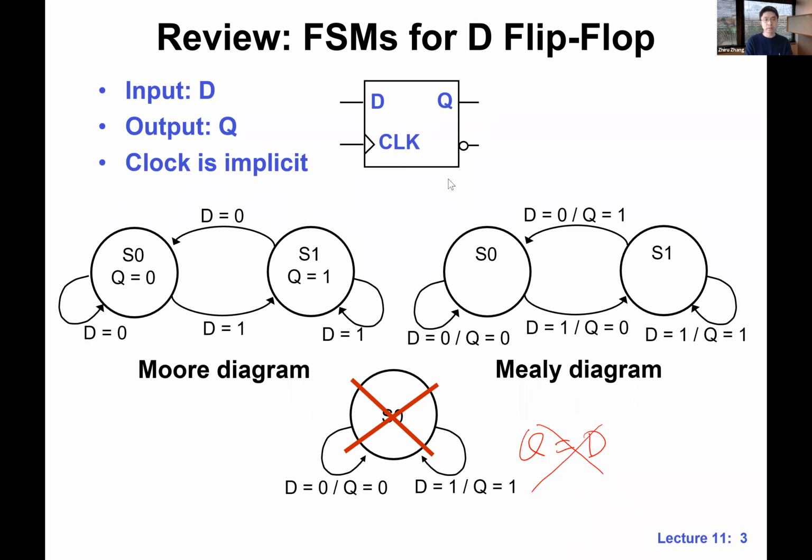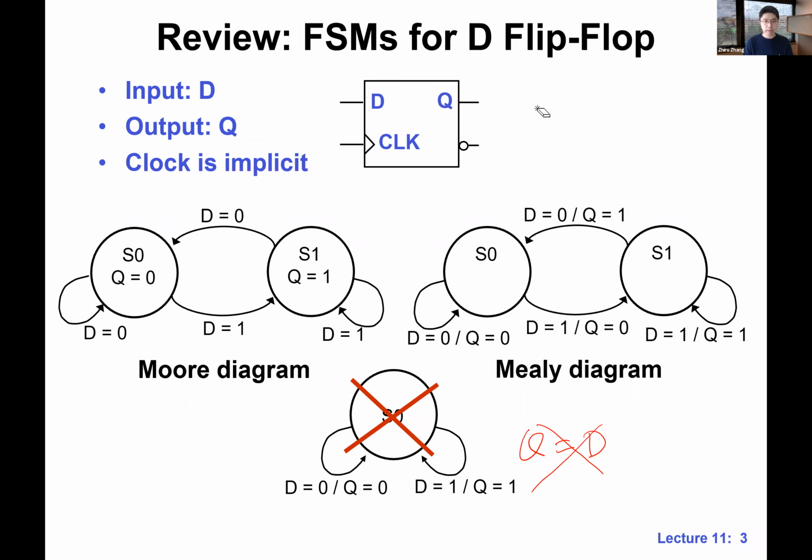The actual Mealy diagram, the correct one, looks like this. Make sure that you convince yourself this is indeed correct. You can do that with the transition output table. The key thing is, maybe let me come back here first.